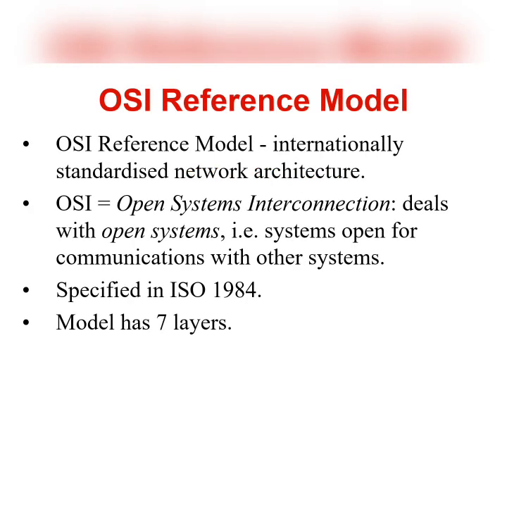What is the OSI model? It is Open System Interconnection, which deals with open systems, where the system is open for communication with other systems, that is, intercommunication of networks. It was specified by ISO, the International Organization for Standardization, in the year 1984, and there are 7 layers in the OSI model. We will see them in the upcoming slides.